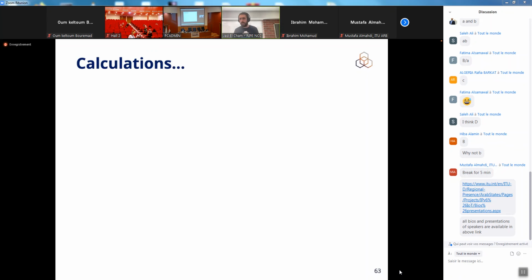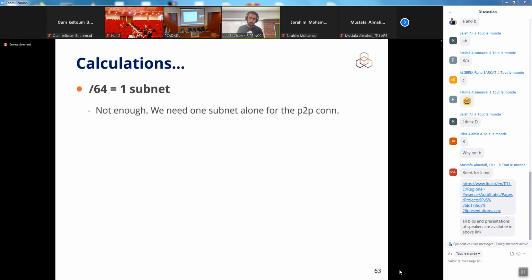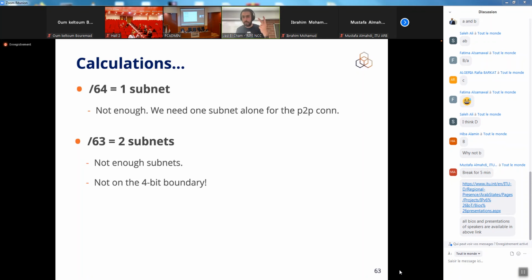So, are you going to give a /64 to each house? It will not work because a /64 is only one subnet. And at the very minimum today, we need 9 different subnets because each service will be a different /64, a different subnet. So /64, it will not work. Sorry. Let's do /63. /63 is 2 subnets. It will not work for 2 reasons. 1, we don't have enough networks. 2, we are not respecting the 4-bit boundaries.